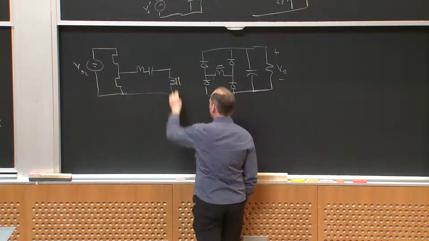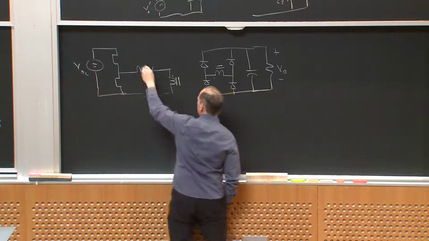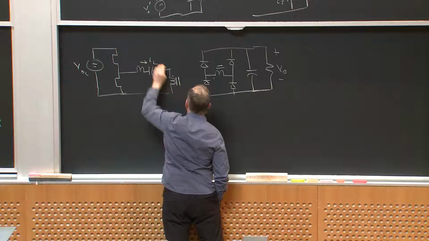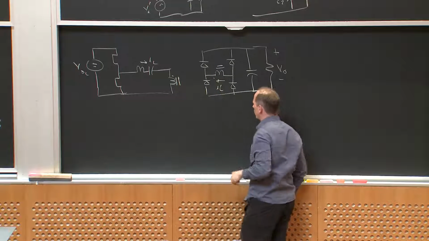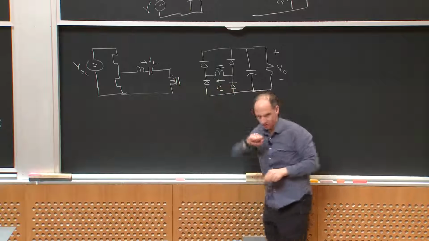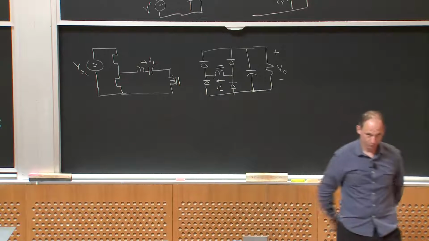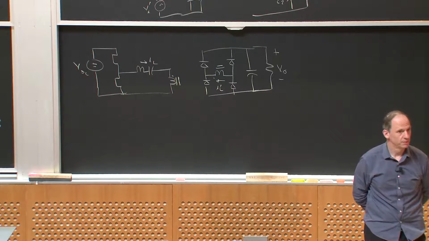So if this is, for example, I sub L, maybe this is then IL prime, which is exactly just I sub L scaled by the turns ratio, or the inverse of the turns ratio. Okay?